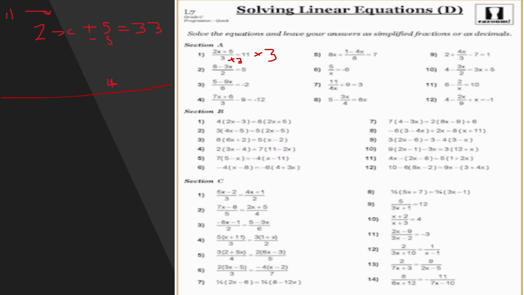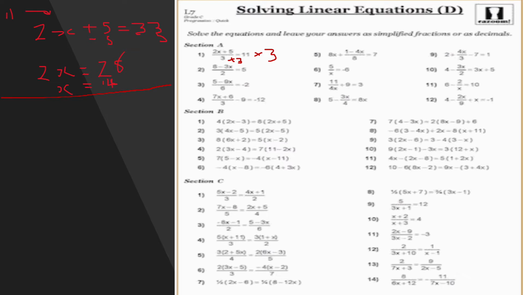I then subtracted the 5 on both sides of my equation, so then I got 2x is equal to 28. 33 take away 5 is 28. I then recognized that 2x means 2 times x, so the opposite of times by 2 is dividing by 2. So dividing both sides by 2, I get that x is equal to 14. So that's my answer for question number 1.